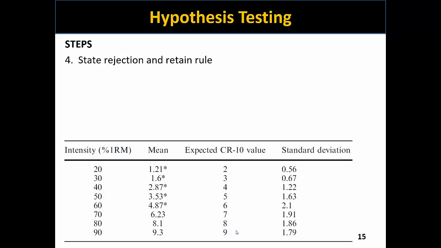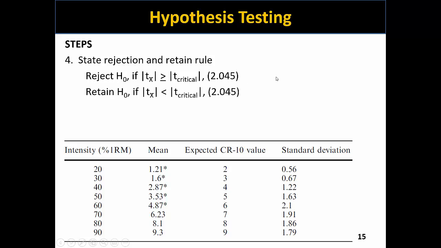So the next step is to state the rejection and the retain rule. And so the rule states that we're going to reject the null hypothesis if the absolute value of our calculated t, so that's t with x bar, the average, is going to be greater than the critical t-value of 2.045. If it is greater than or equal to, we reject. We retain if it's less than the critical t-value of 2.045.